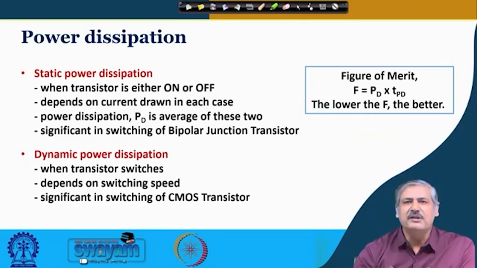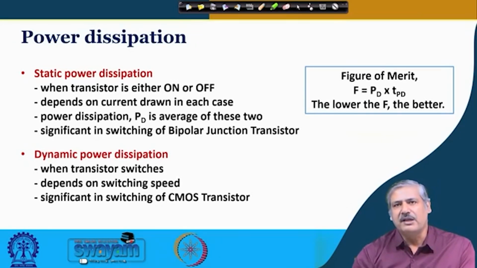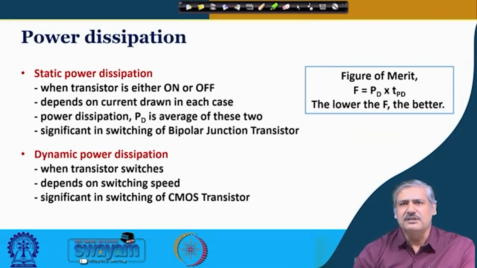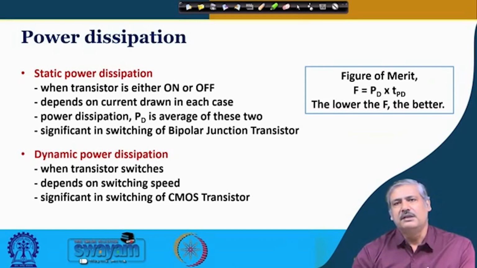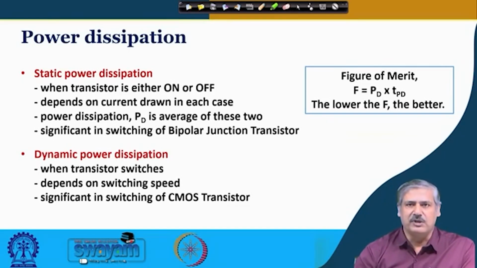So, at that time whatever current is flowing from the power supply, we know the voltage into current is the power that is dissipated, and total power will be the average of these two. In all our calculations we usually consider that the time during which it remains at on state and the time during which it remains at off state are equal. Okay. So, that is the way we calculate the average power.